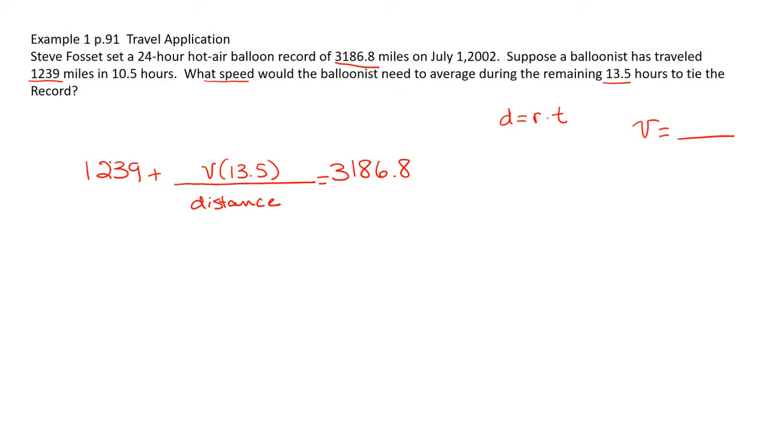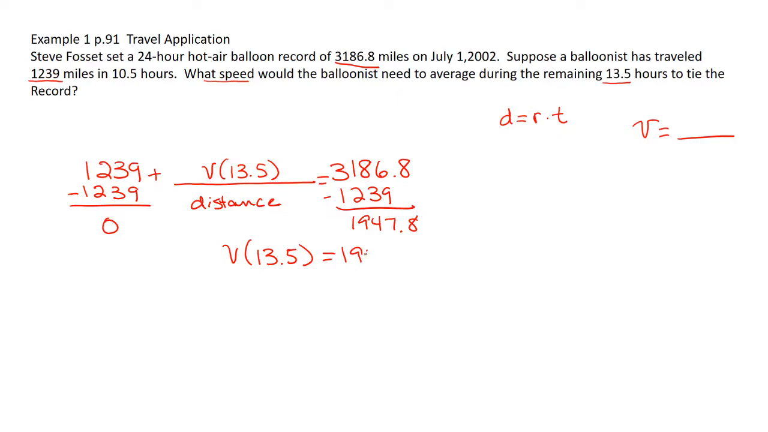So we want to get rid of this 1,239. And one way we could do that is subtract 1,239. So that equals 0. But if we do it on the left side, we also do it on the right side. When we subtract that, we get 1,947.8. So now what we have is V times 13.5 equals 1,947.8.